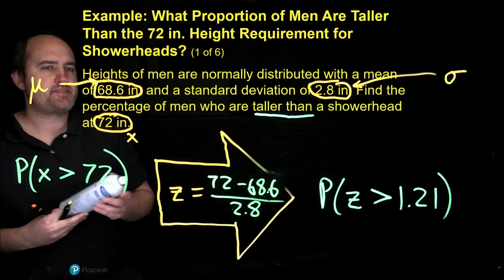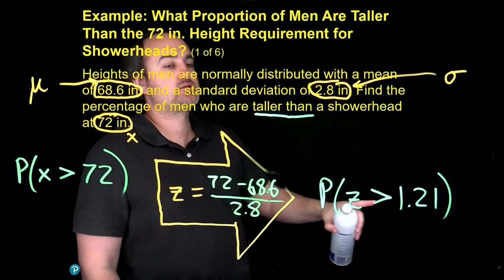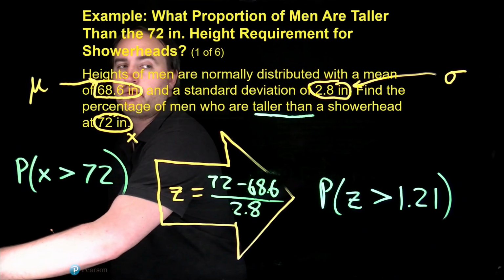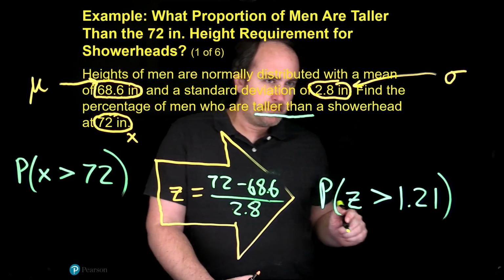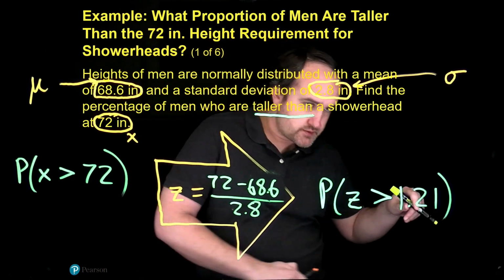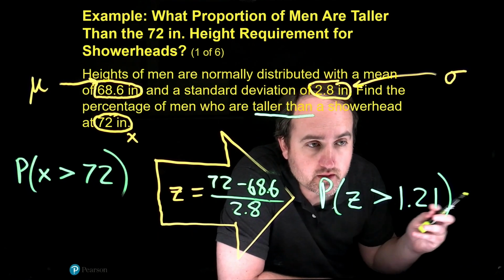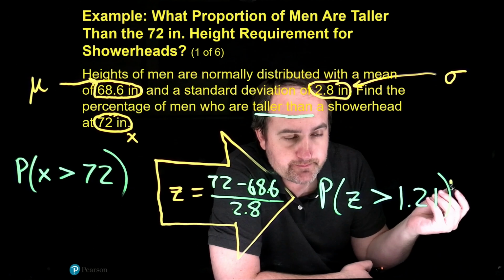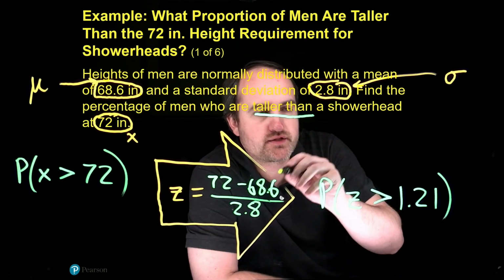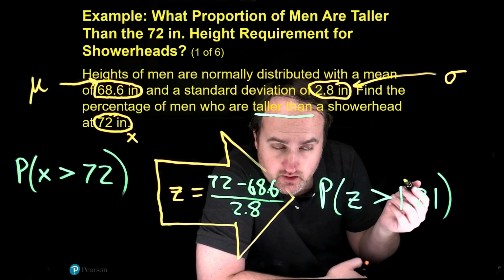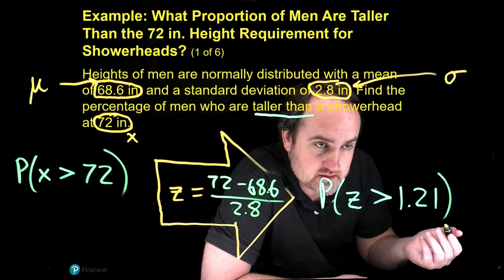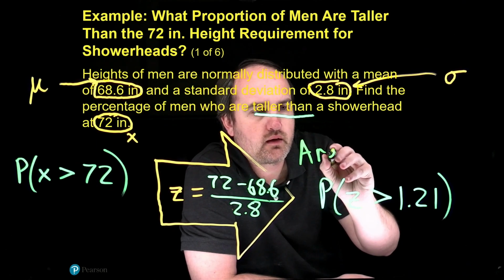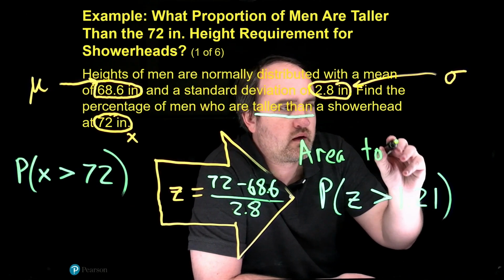So now that we have the probability that z is greater than 1.21, we can look this up in table A2. Just remember that greater than goes to the right. So since greater than goes to the right, this is going to be the area to the right. And the formula for the area to the right, as you know from my last video, is 1 minus the area in table A2.